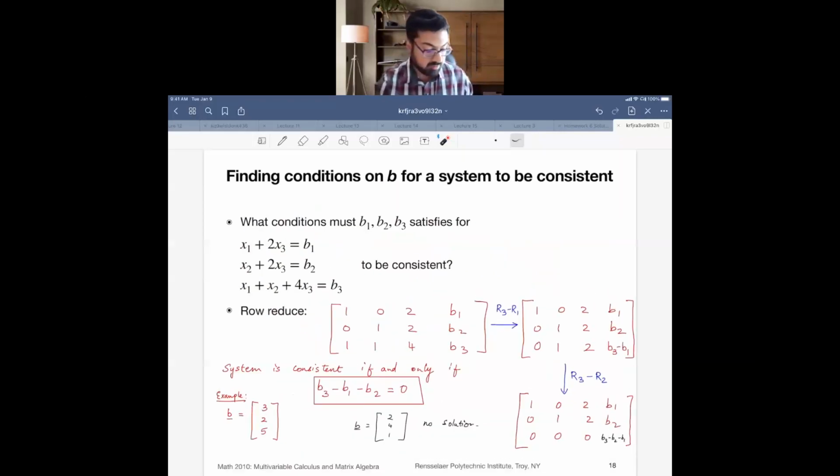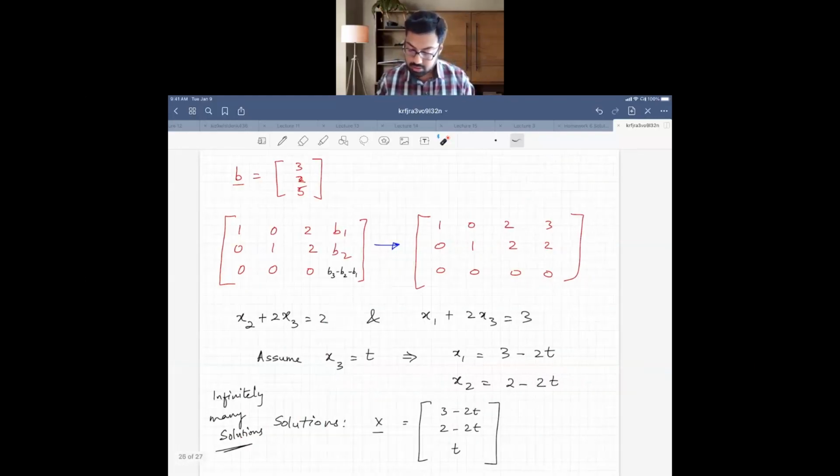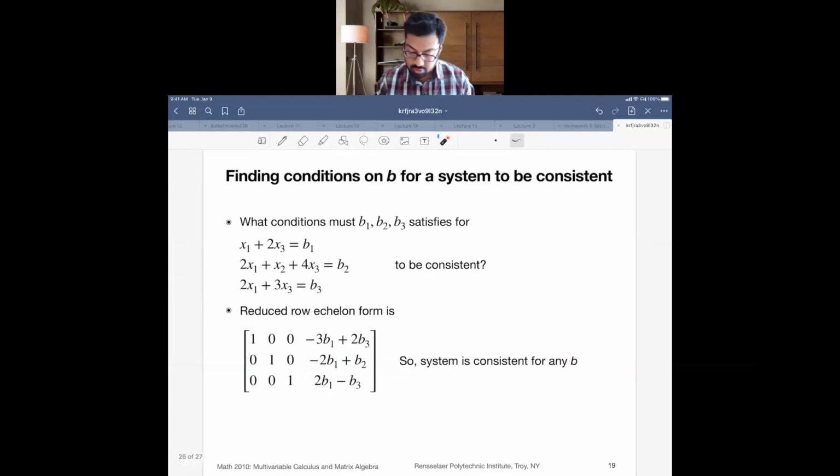Okay, questions about this example? All right, let's move on to the next one.